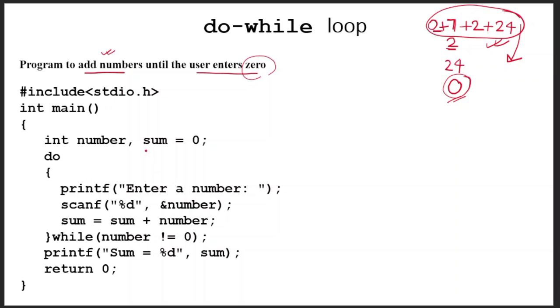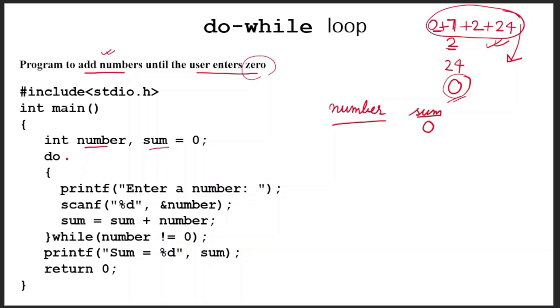So this is the program of the concept. int number is one variable, and sum is another variable. Suppose you have here number and this is another variable sum. So what is sum? We initialize the sum variable with value 0.